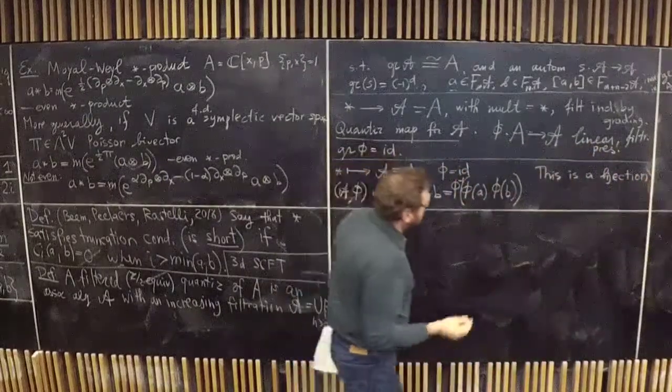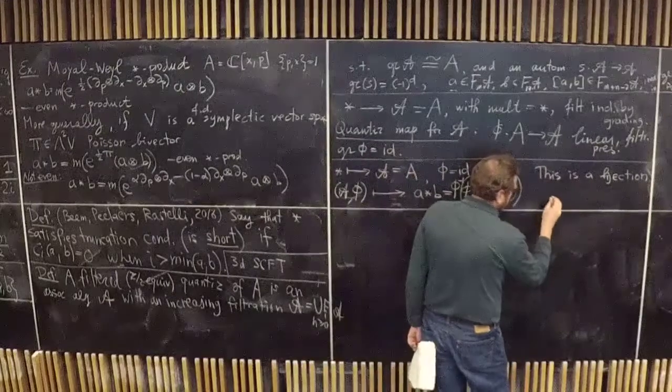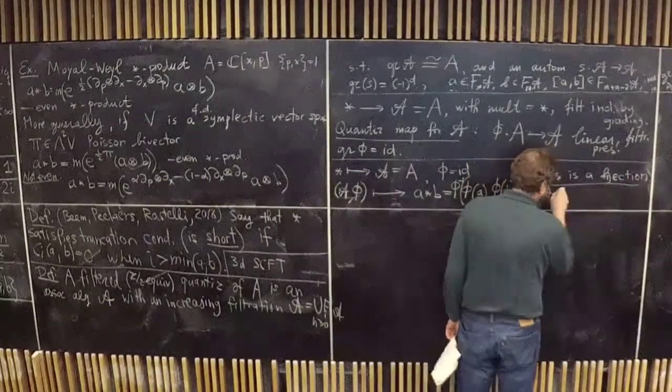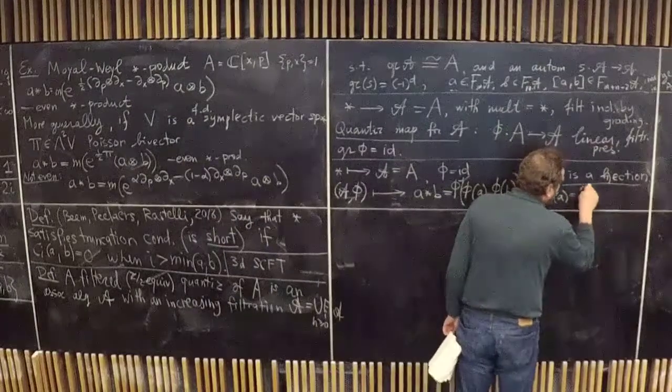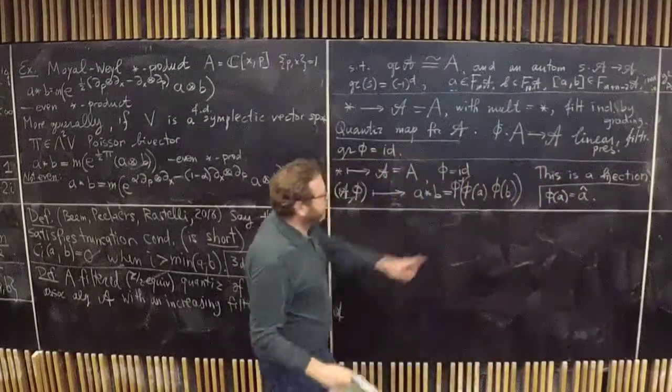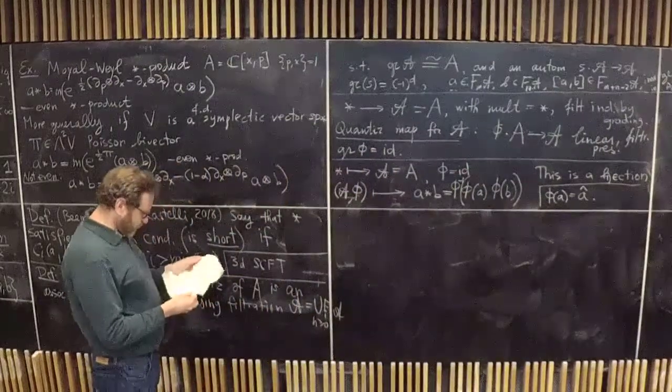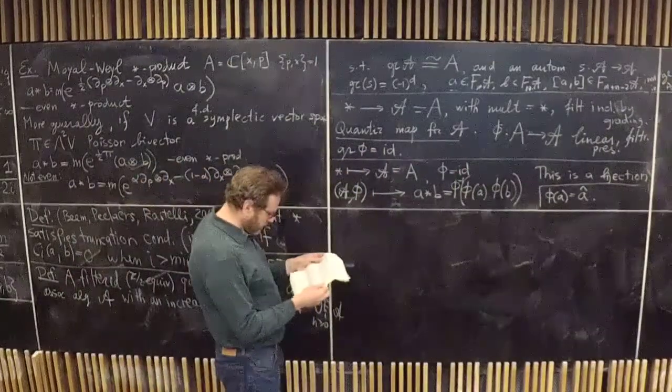And again, I should say that in physics textbooks, usually phi of A is denoted by A hat. So this is a quantization of the classical observable A. So this is a very classical story.